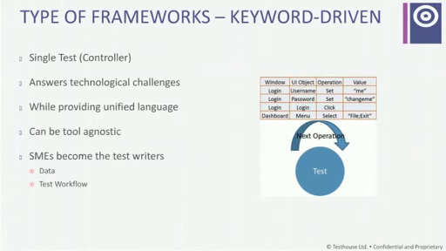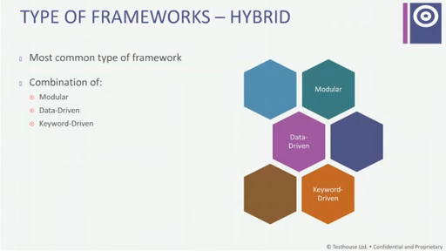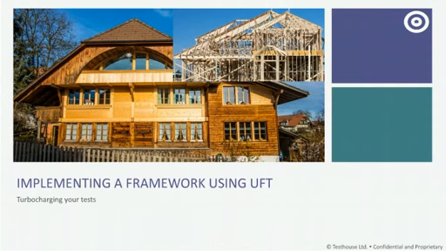So those are the three types of frameworks you can get. There's a fourth one, which we call hybrid, but basically it's a combination of the frameworks we've seen so far. And that's probably the most common type. You don't really have pure modular frameworks, pure data-driven or pure keyword-driven. It's usually a combination of those three with more features even. So that was quite a brief introduction to what a test framework is.